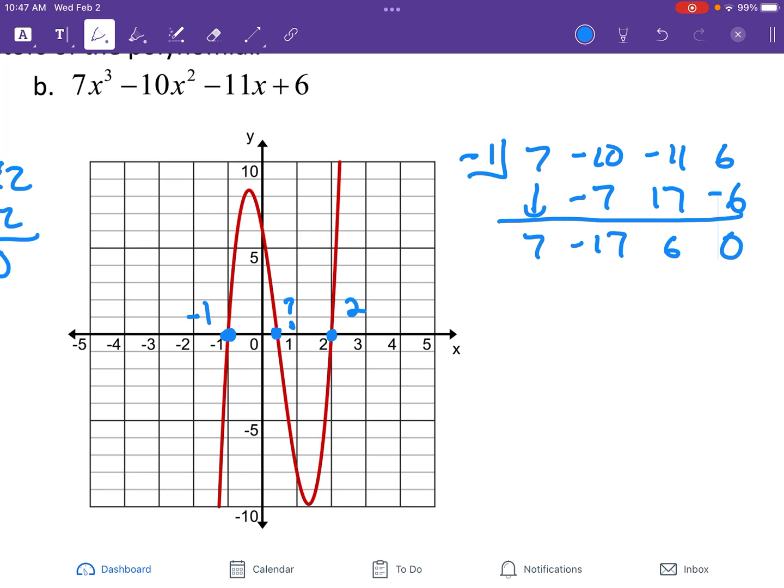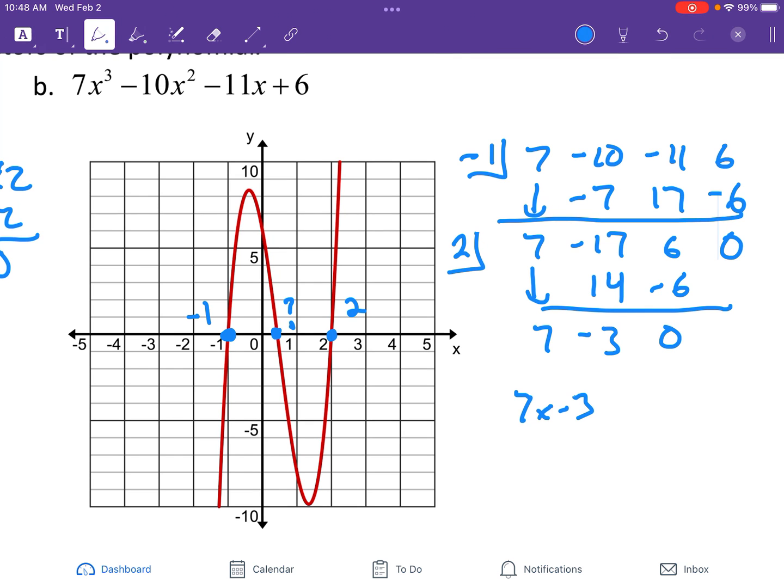Now we're going to use the other term we do know, which is 2, and divide our answer that we just got to find the last factor that we don't know. So we're doing synthetic division twice. Again, we drop the first number, which is 7, times 2, which is 14. Add to negative 17 gives us negative 3. Times 2 is negative 6, which gives you 0 again. So this is our last factor, 7x minus 3.